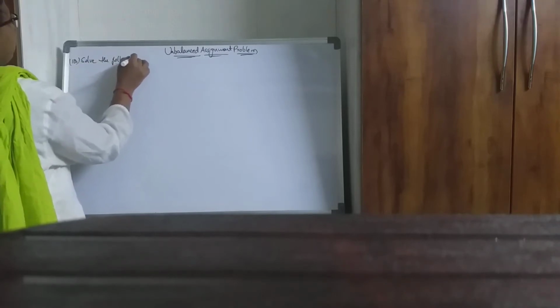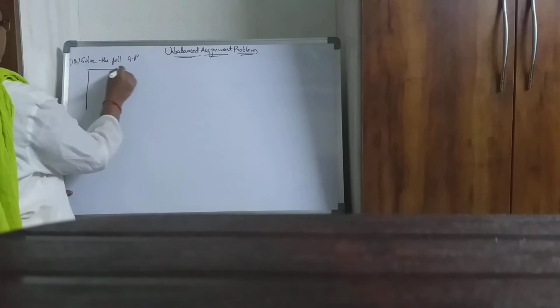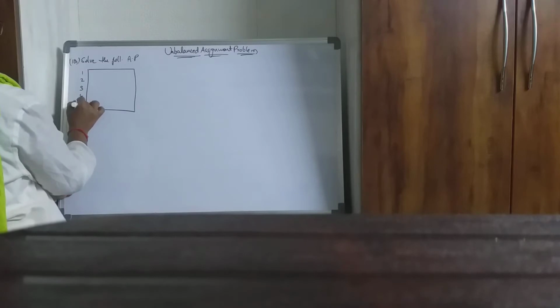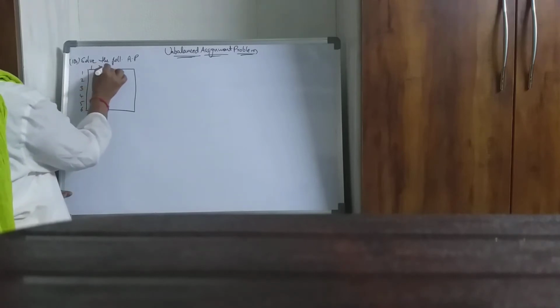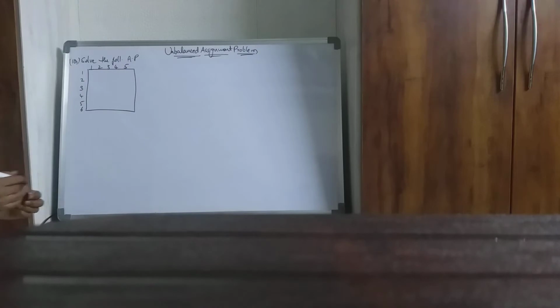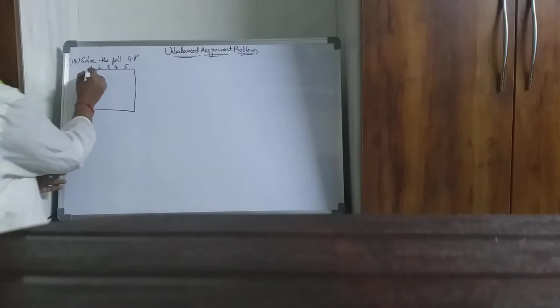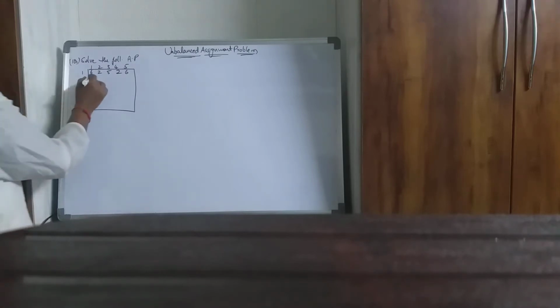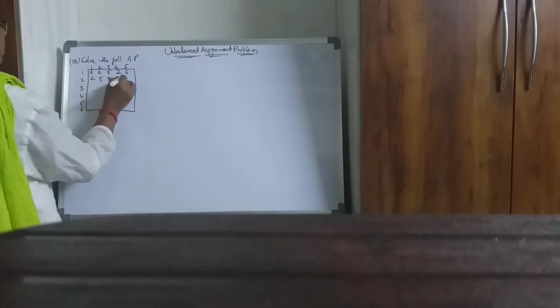Solve the following assignment problem. Here you have 6 rows and 5 columns. The rows are 1 to 6 and the columns are 1 to 5. The first row values are 6, 2, 5, 2, 6. Then the second row is 2, 5, 8, 7, 7.